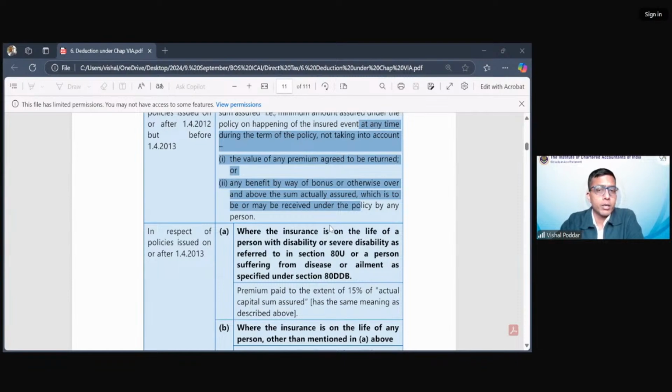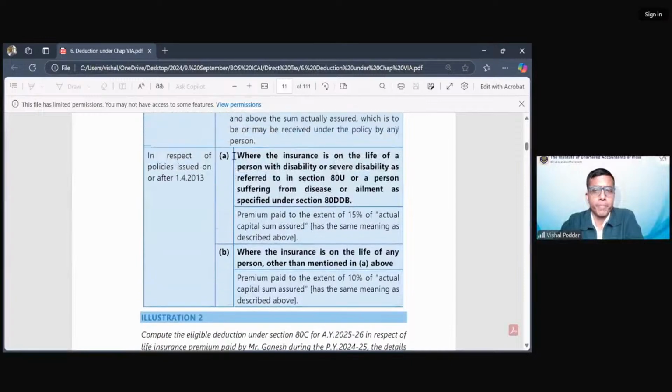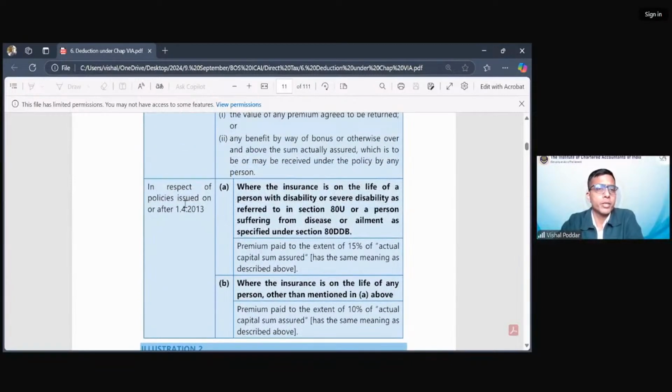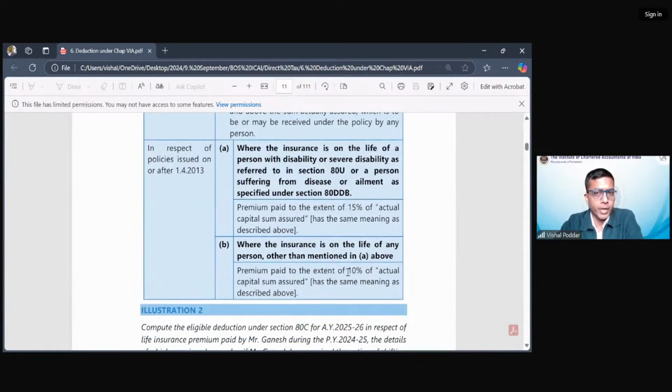Now, I think Manvi, 2013. I said ignore 2013, right? Why? Firstly, what it says in respect of policies issued after 2013, A point says the limit is 15, B point says the limit is 10, right? What is A point dealing with? Where the insurance is on the life of the person who is suffering with disability. So for disabled persons, from 2013, the limit has been raised to 15%. But when we are talking about normal persons like you and me, the limit even after 2013 is 10%.